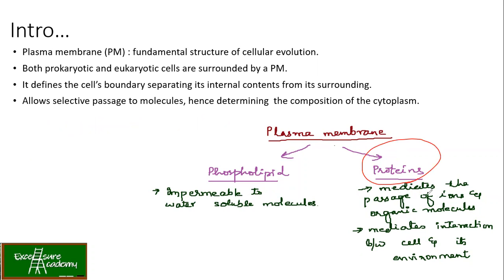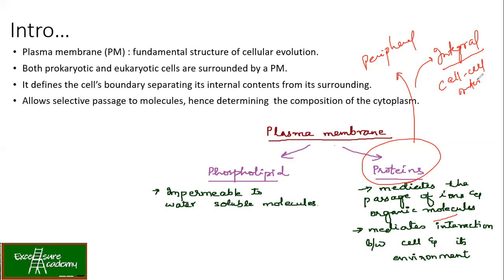So proteins are responsible for the passage of ions and organic molecules. They also help in mediating interactions between the cell and its environment. We already know that in the plasma membrane we have different types of proteins, correct? If you remember, we have peripheral proteins and we also have integral proteins. Integral proteins are responsible for cell to cell interactions, which we call antigen-antibody interaction, or cell to cell interactions like the movement of muscle and the movement of macrophages inside the blood vessel. So all these are the duty of the integral proteins.